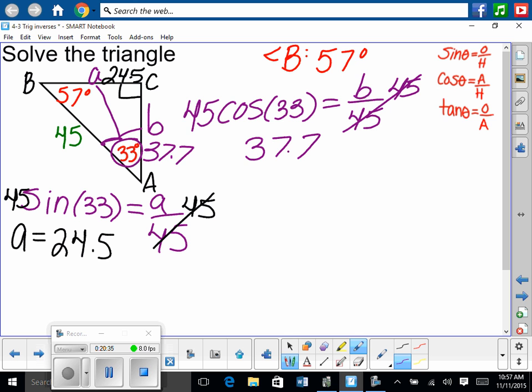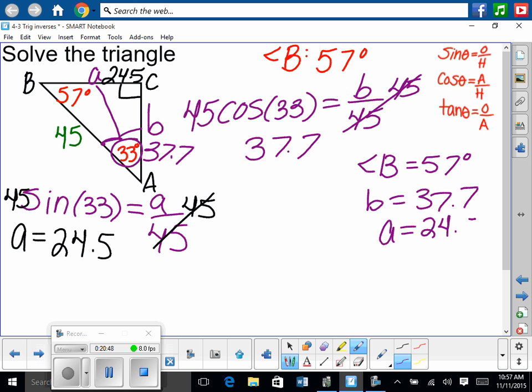So I write my answer like that. Angle B is 57 degrees. Then side B was 37.7. And then side A was 24.5. So that I can check your answers quickly.